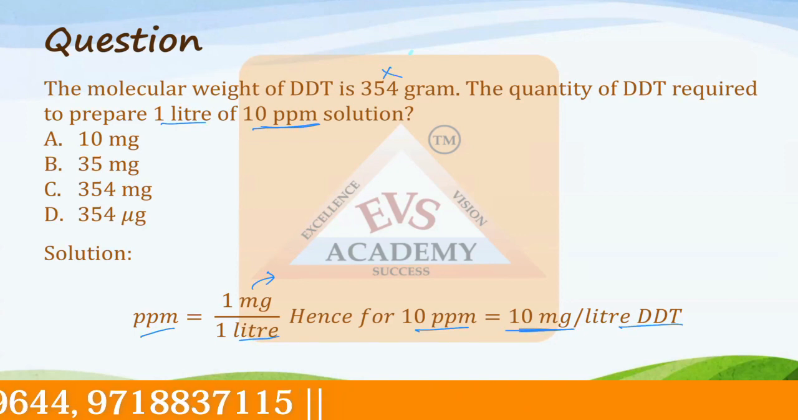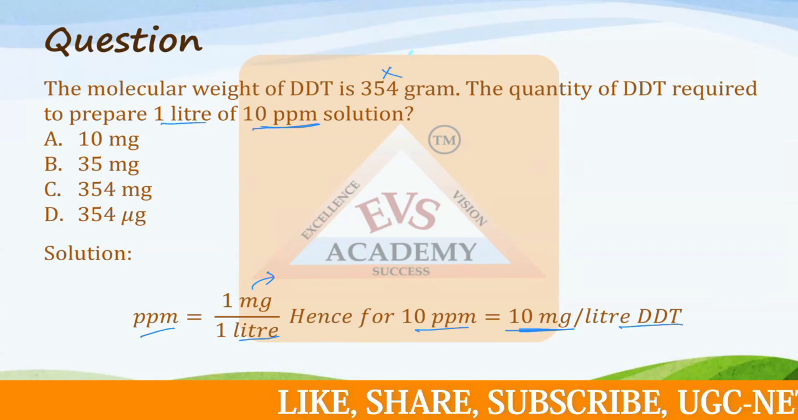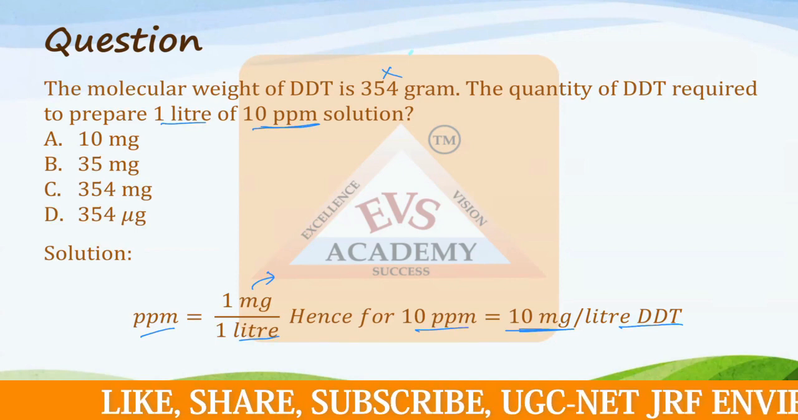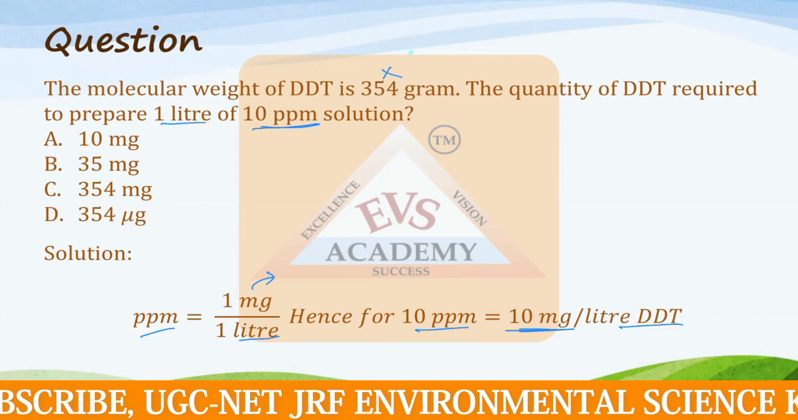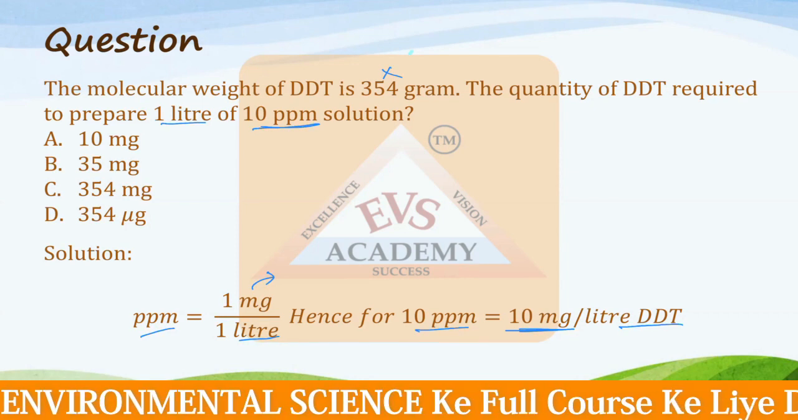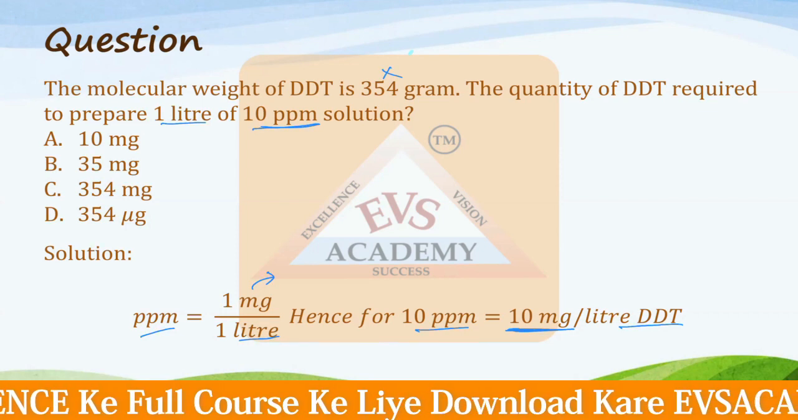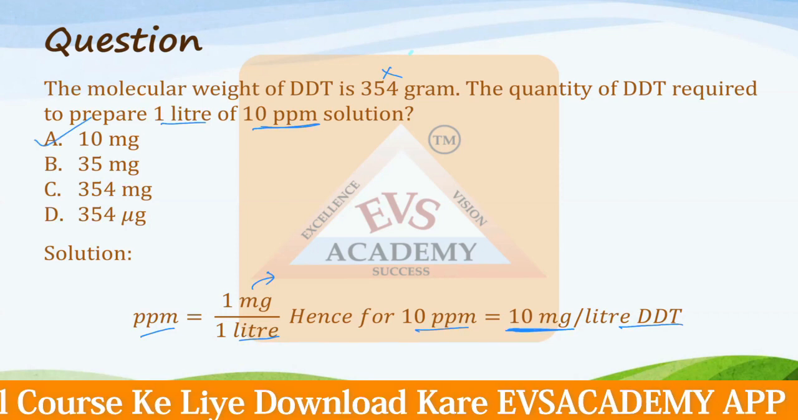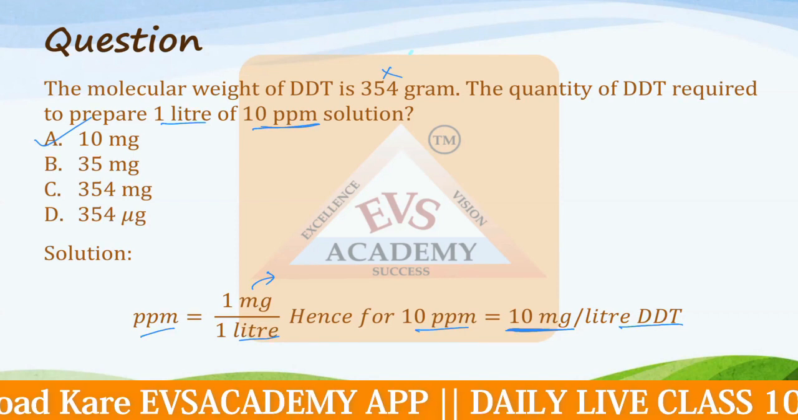So, whether it is DDT, it is sugar, it is glucose, or it is salt, or any OH, whatever you are having. The 10 milligram of that amount of that particular solute, if it is dissolved in 1 liter, that would be equals to how much ppm? That would be equals to 10 ppm of that solution. So your answer here would be 10 milligram per liter of DDT. A is the right answer. So this is how you can calculate ppm or percentage.